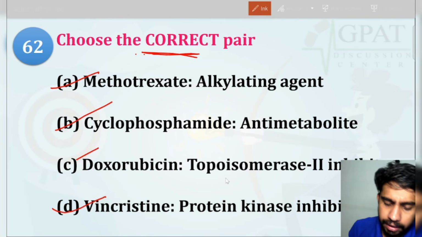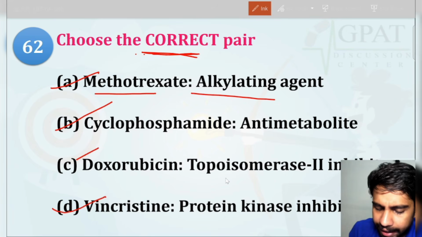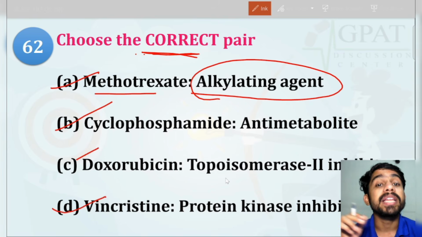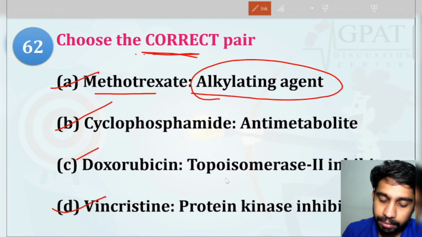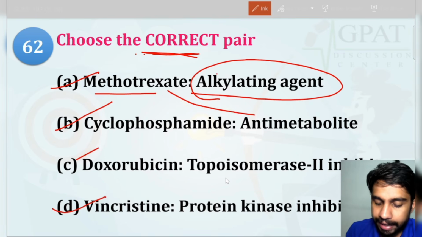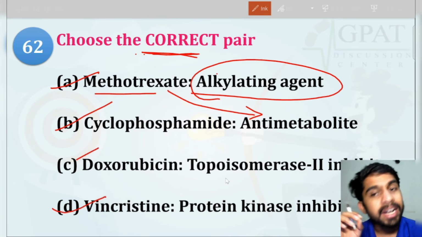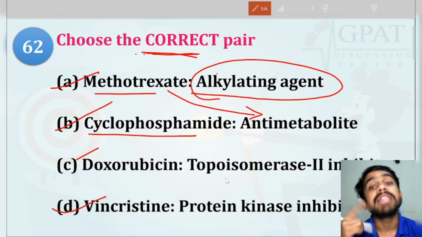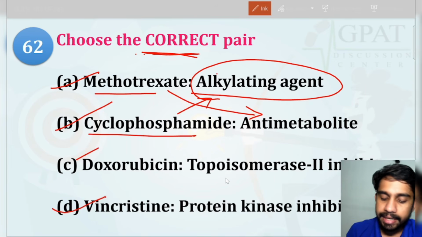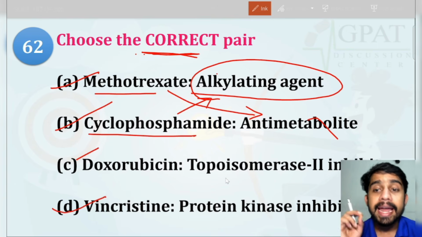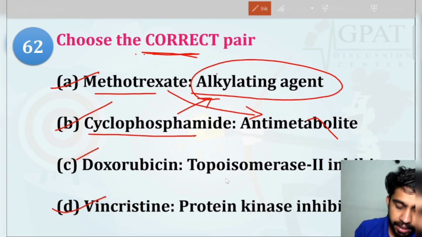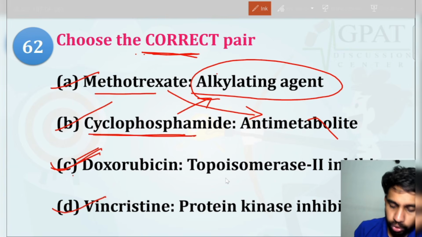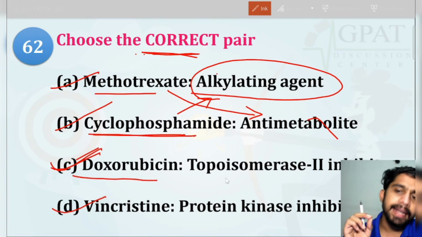So let's start. The first one is methotrexate as an alkylating agent. Is this a right answer? No, methotrexate is not an alkylating agent. It comes under which class? Methotrexate is an anti-metabolite, that is a DHFR inhibitor. If we talk about cyclophosphamide, it is an alkylating agent. It is not an anti-metabolite, and it comes under the nitrogen mustard class.